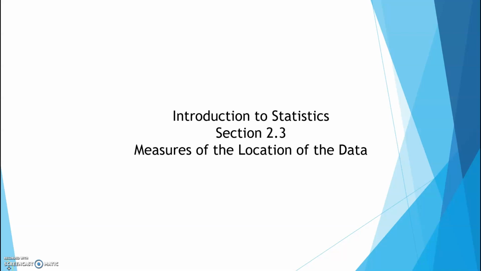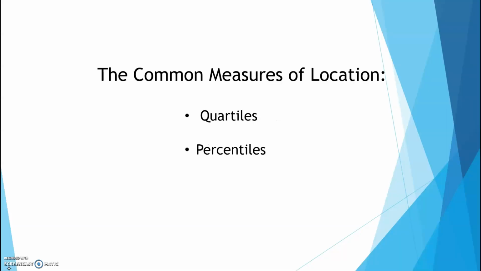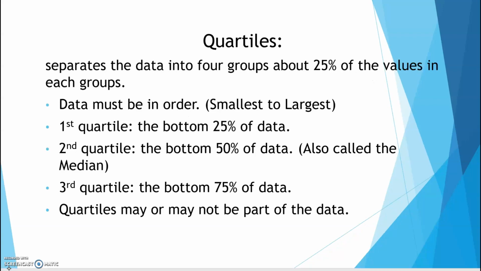Okay, in section 2.3 we're looking at the location of the data. There are two common measures of location, quartiles and percentiles. A quartile is going to separate your data into 4 groups. Each of those groups is going to have about 25% of the data within it. Before you find your quartiles, your data has got to be in order from the smallest to the largest.